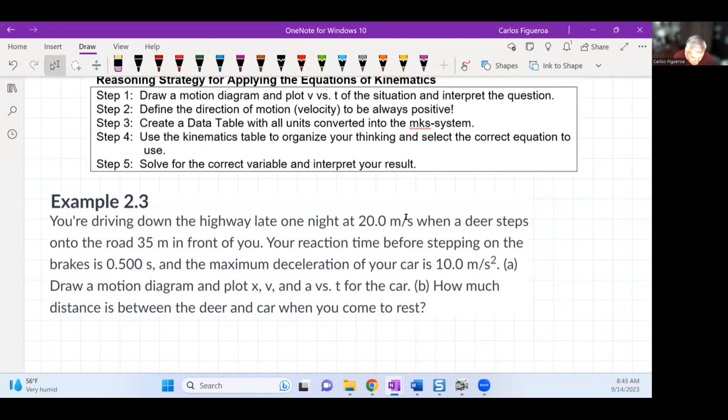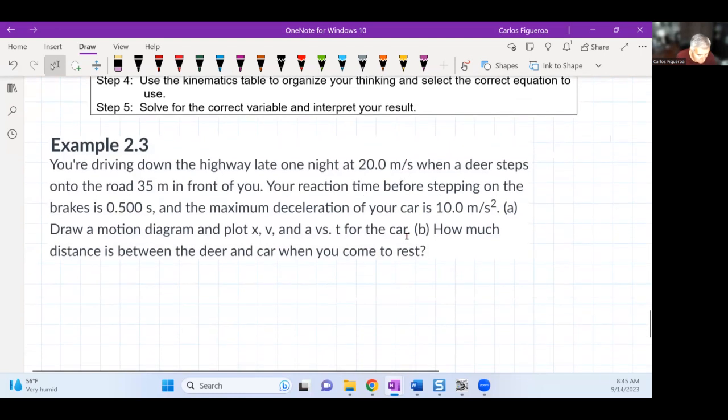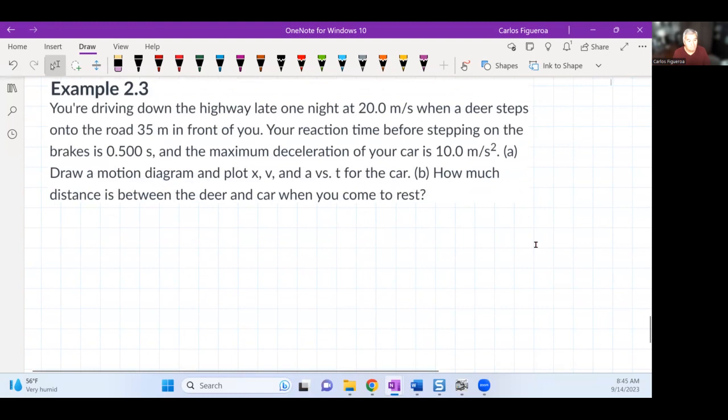A, draw a motion diagram and plot position, velocity, and acceleration for the car. And then how much distance is between the deer and the car when you come to rest? So let's go look at this. I'm going to dissect this carefully. So here's my solution now.